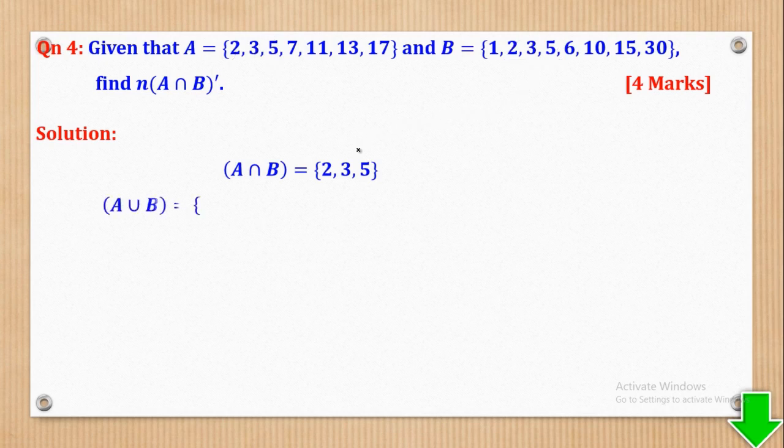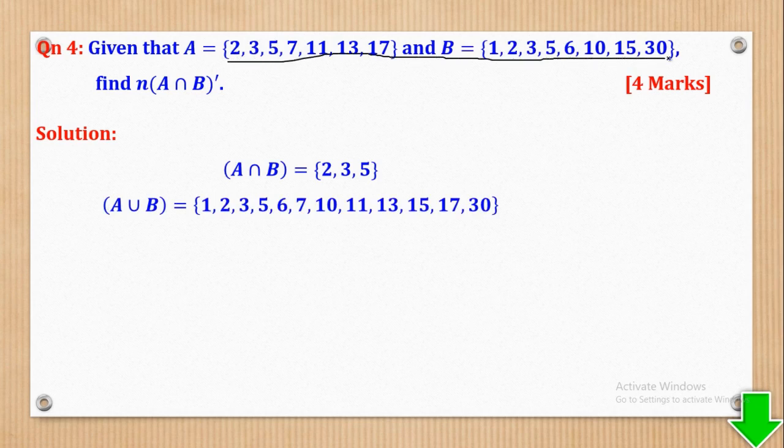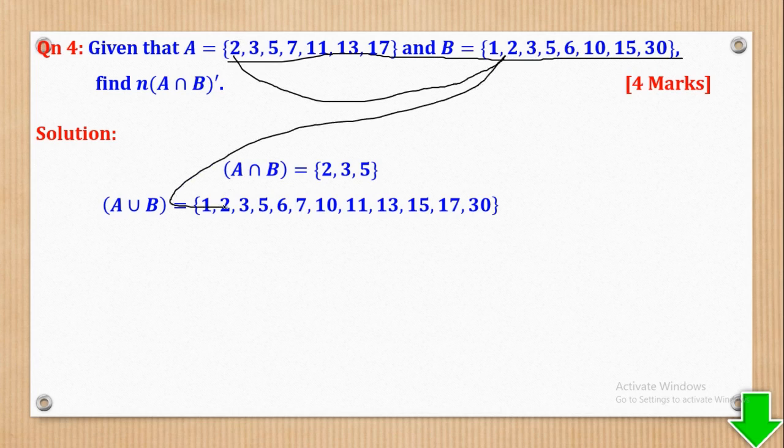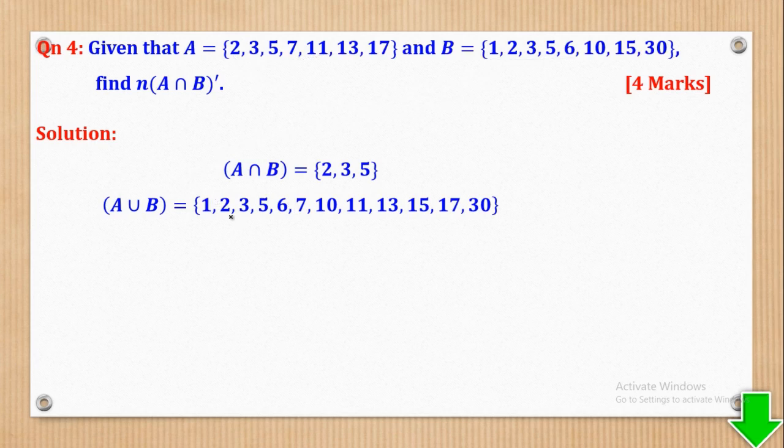What about members in A union B? So A union B, you list all the members without repeating any. So you don't repeat the members; if a member appears twice, you write it once. For example, this 2 appears twice, it appears here and here, but when you are writing the union, you only write it once. So when you do that, you have come up with all these values.